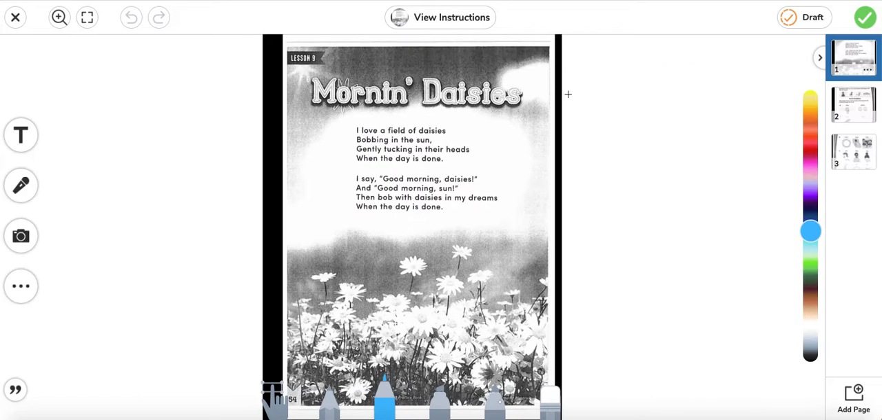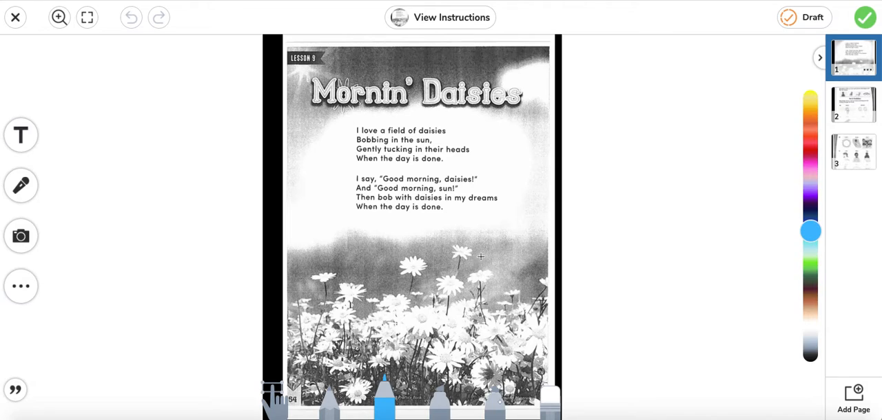We're going to move on to our reading assignment. We're going to read a story, Morning Daisies. I love a field of daisies, bobbing in the sun, gently tucking in their heads when the day is done. I say, good morning, daisies, and good morning, sun. Then bob with daisies in my dreams when the day is done.